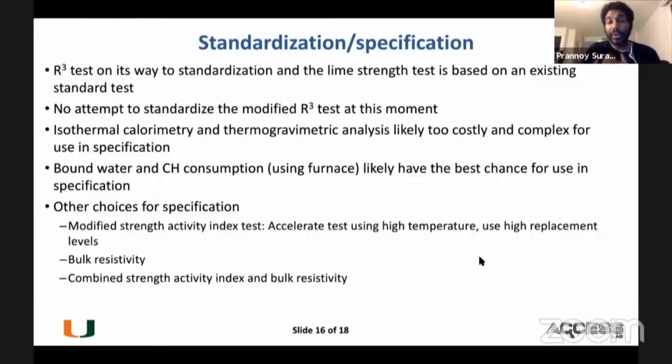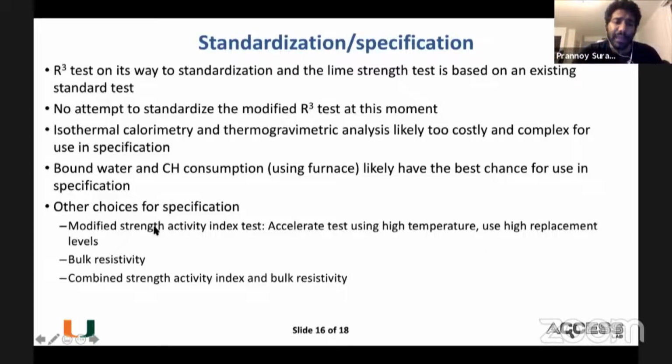When you talk about specification, it is something that something like fly ash has to meet. Isothermal calorimetry and thermogravimetric analysis are too costly and too complex for use in specification. So most likely for specification, what makes most sense is bound water or calcium hydroxide consumption, but using a furnace, which, as I said, only has a capital cost of about $3,000. There are some other choices for specification.